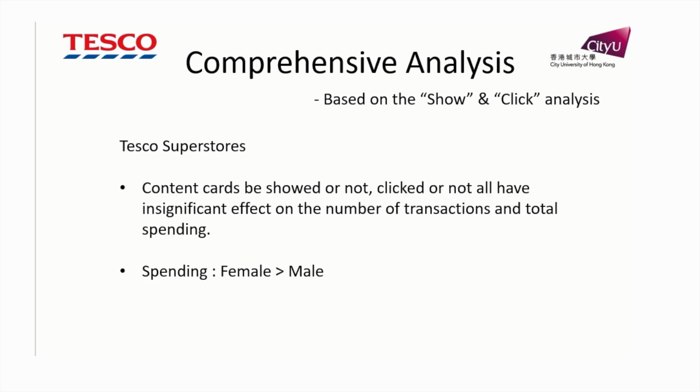In the superstores, whether the content cards are shown or not, or clicked or not, these cards all have an insignificant effect. We suppose that maybe the consumers had made a shopping list, so they do not pay any attention to the content cards. We also find that females prefer to spend more than males, especially in the superstores. The superstores can reduce the content cards and consider applying alternative promotion methods.